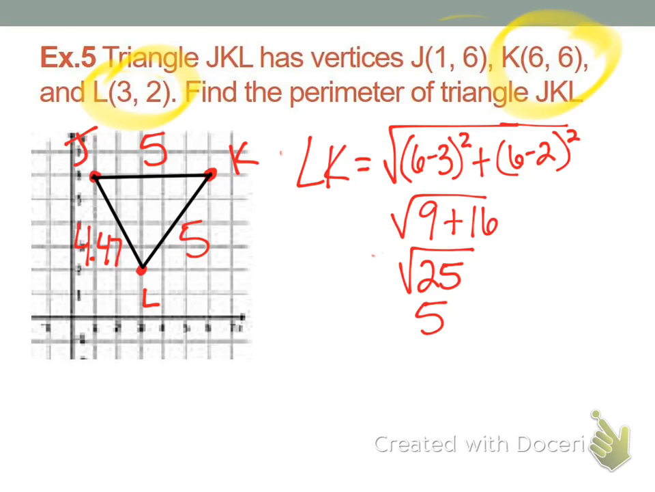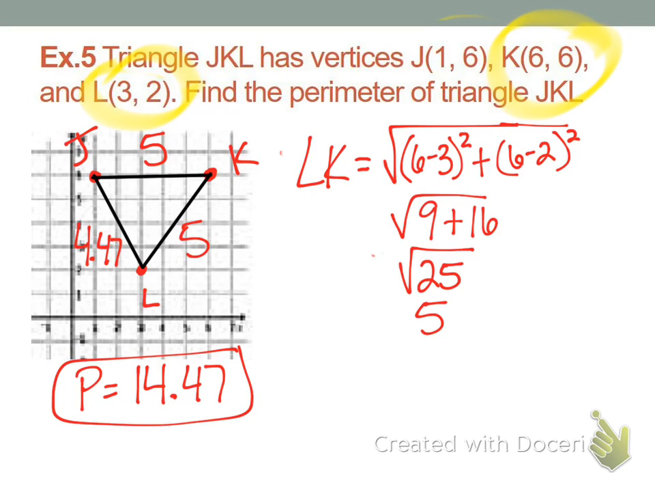Questions, concerns? But now what do we need to do? Add what? Add all the sides. To find the perimeter of a triangle, we just add all the sides together. So 5 plus 4.47 gives us 14.47. No units this time. That's fine.